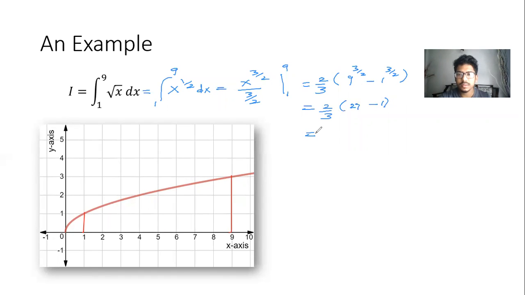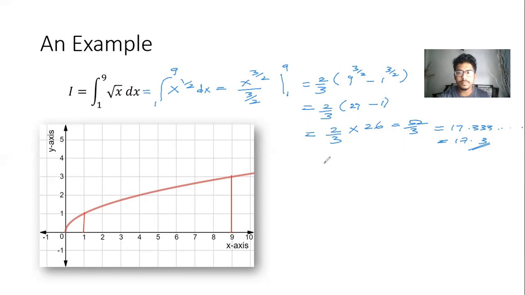So let's simplify this. We get 2 into 3 multiplied by 27 minus 1, which is 26. So this gives 52 divided by 3. 52 divided by 3 is 17, remaining 2 there. So 17.333 and so on. We can take this roughly as 17.3.